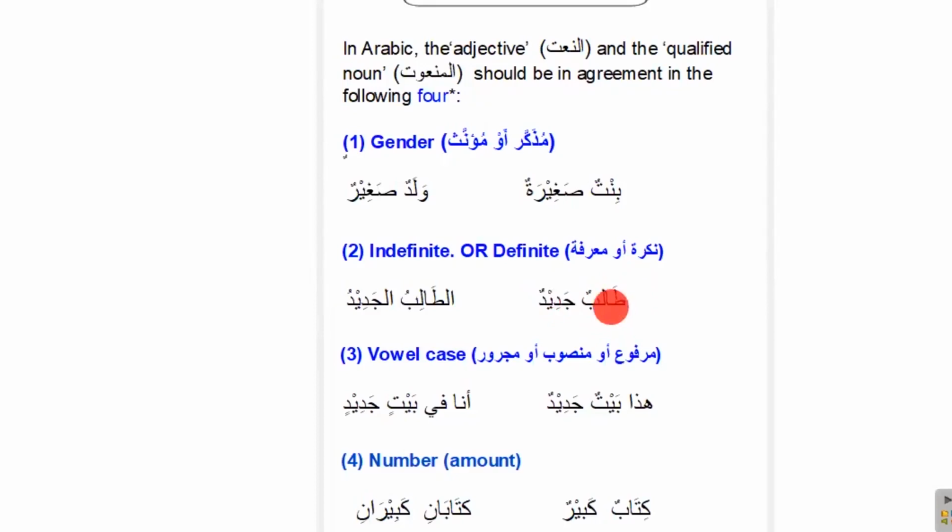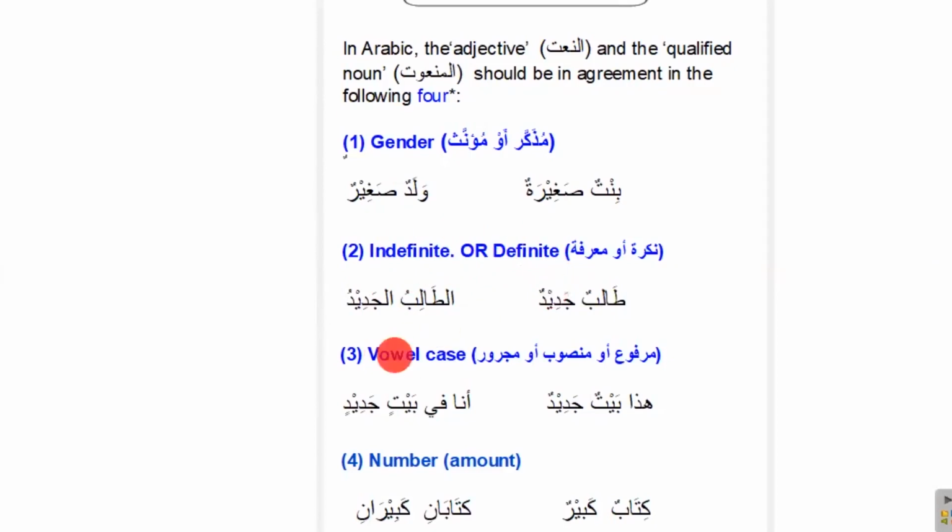It must take the pattern in which the noun is. If it is having tanween, it should also have tanween. If it is having alif wa lam, the adjective should also have alif wa lam. So we have seen two rules so far. If the noun is feminine, having ta marbuta, the adjective should be feminine. If the noun is masculine, the adjective should be masculine. And then if the noun is definite or indefinite, the adjective must also be in that form in which the noun is.